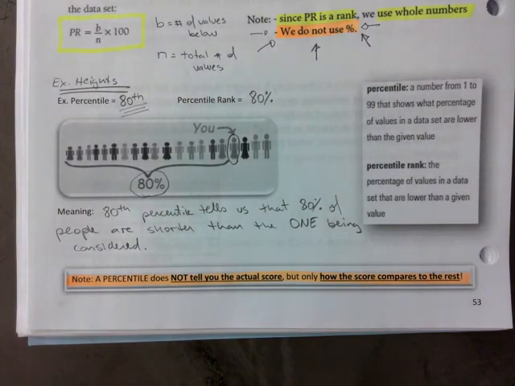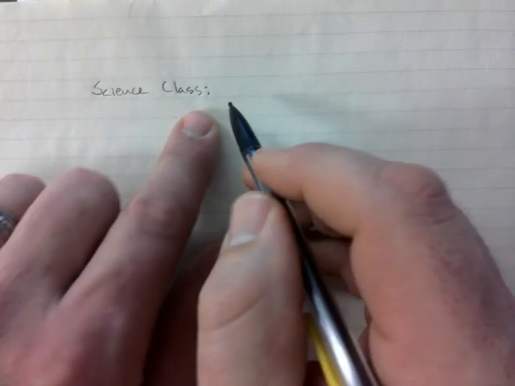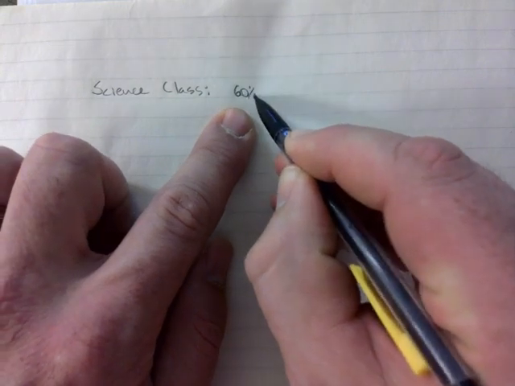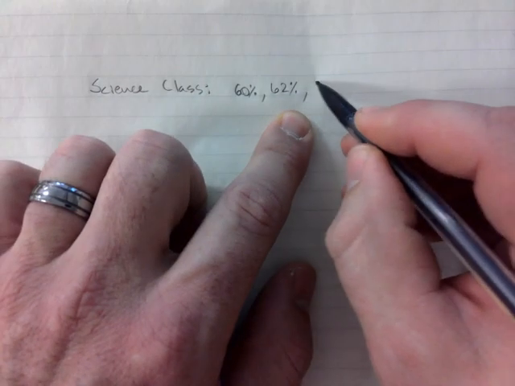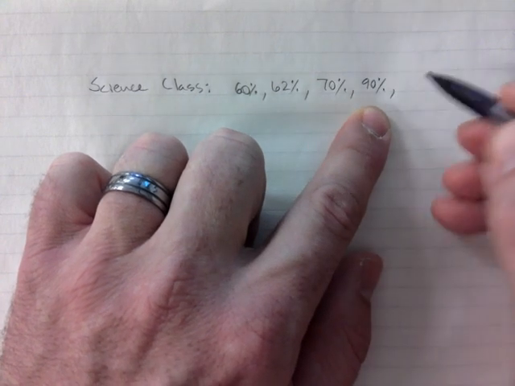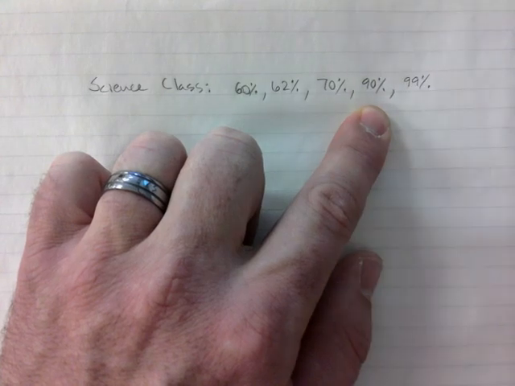I don't have room in this paper for you to do this, but I just thought I would give you a quick example, so look up and have a look at this. So let's say you are in science class, and I'm just going to pick 5 students, right? So one student scored 60%, the other one scored 62%, and 70%, and you have a 90%, and a 99%, let's say. Okay.